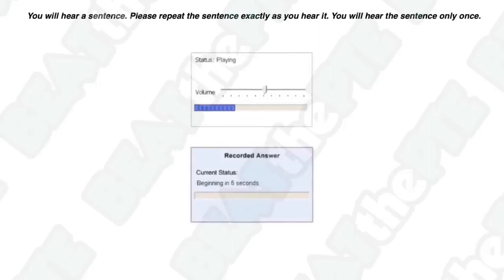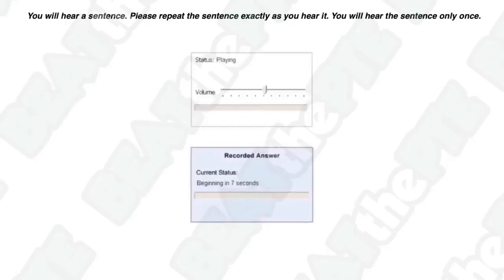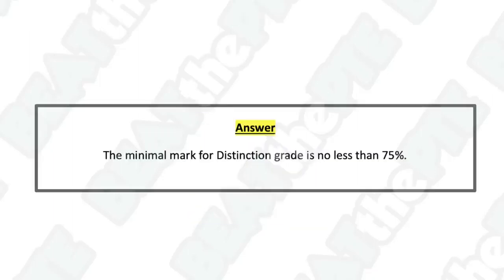Government policies, though tough, have been a blessing in disguise. The minimal mark for distinction grade is no less than 75%.